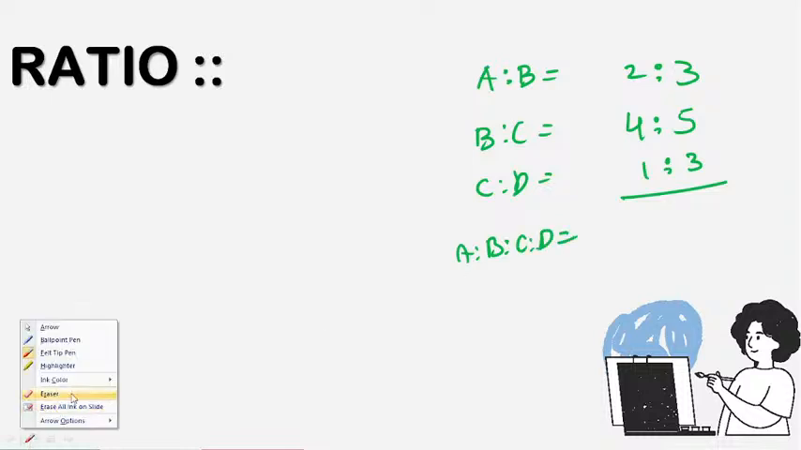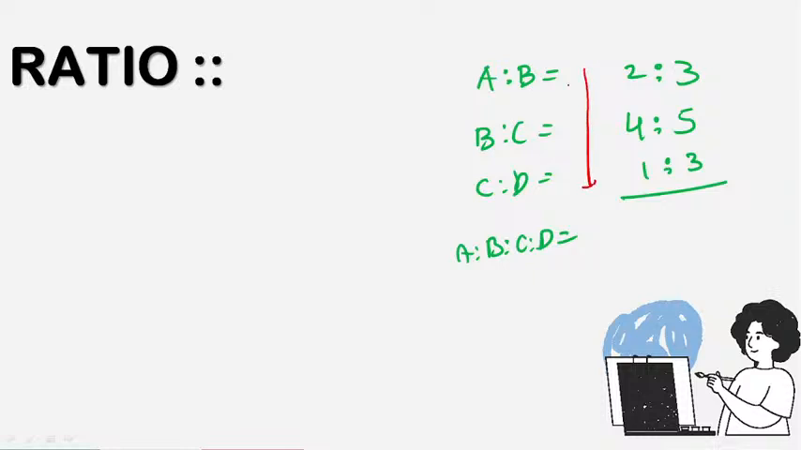Look at the screen carefully, guys. If you want to find out the A value, always multiply the left hand side numbers. 2 4s are 8. 8 into 1, 8. If you want to find out the last value or D value, multiply the right hand side numbers. 3 5s are 15. 15 3s are 45. So the D value is 45. If you want to find out the B value, 3 into 4 into 1, 3 4s are 12. If you want to find out the C value, 3 5s are 15.